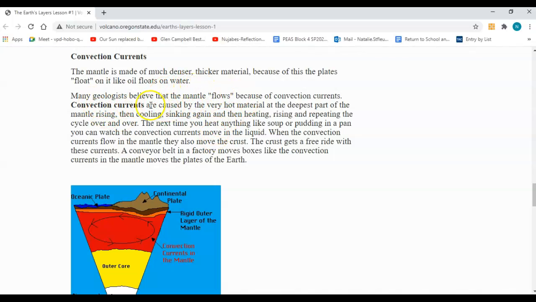Many geologists believe that the mantle flows because of convection currents. Convection currents are caused by the very hot material at the deepest part of the mantle rising, then cooling, sinking again, and then heating, rising and repeating the cycle over and over. The next time you heat anything like soup or pudding in a pan, you can watch the convection currents move in the liquid. When the convection currents flow in the mantle, they also move the crust. The crust gets a free ride with these currents. A conveyor belt in a factory moves boxes like the convection current in the mantle moves the plates of the earth.